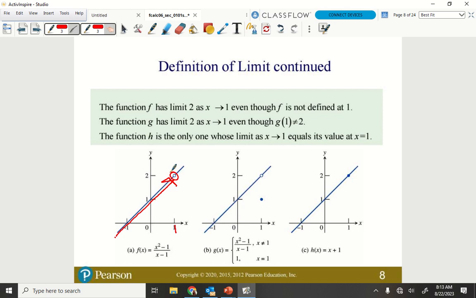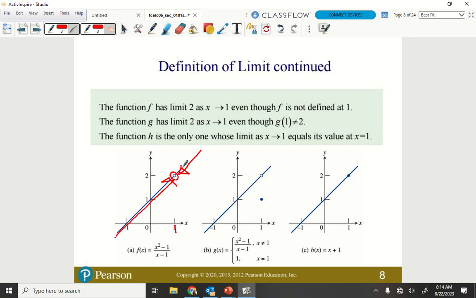Now, on this problem right here, that is referred to as a hole. That is, it is undefined at that singular point. That is a hole, so there is a continuity issue here. There is a hole there, but it is approaching the number 2. That's important. So as x approaches this, now also as part of this definition, it has to approach it from both sides. So as x approaches 1 from the left, it's going to be 2. From the right, it's also going to be 2.